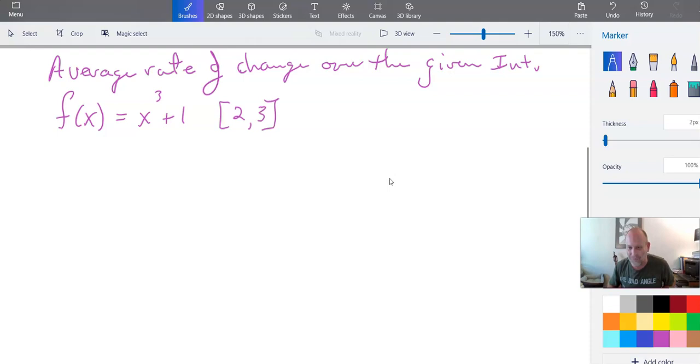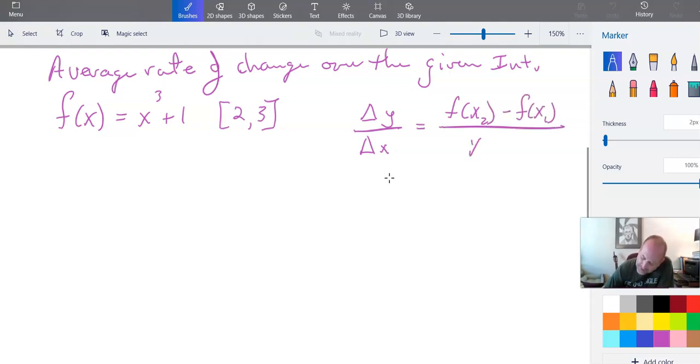Or excuse me, not the point, the interval we're looking at. I can talk, I swear. But yeah, the interval we're looking at is from 2 to 3. So those are x values. The x values are 2 and 3, and we're looking for the slope from the point where x equals 2 to the point where x equals 3. Well, we need to find our delta y and our delta x. Not too bad. And that is f of x2 minus f of x1 over x2 minus x1. Well, the x2 and x1 aren't too bad.